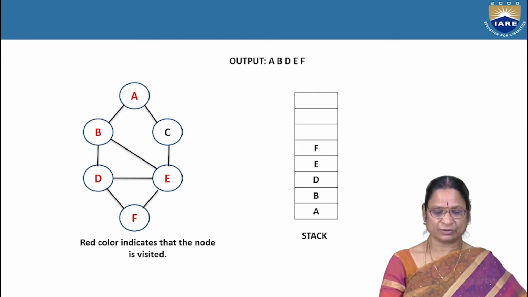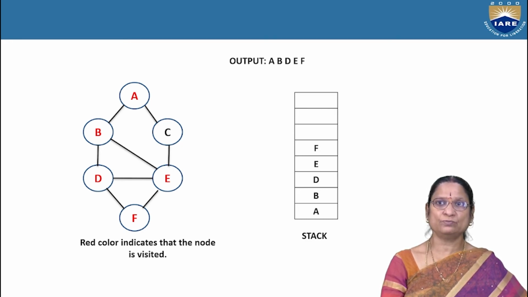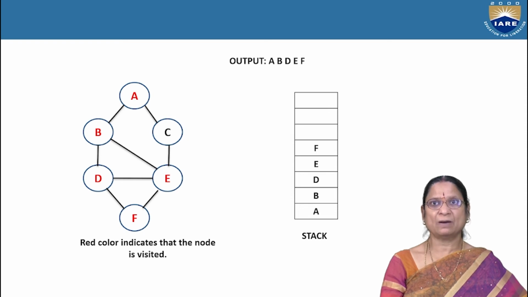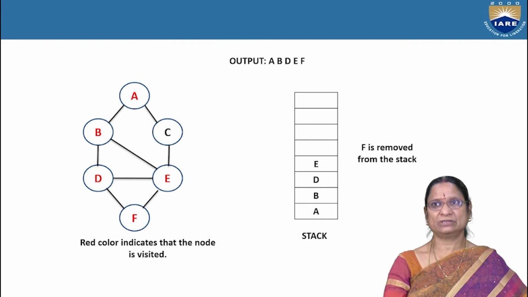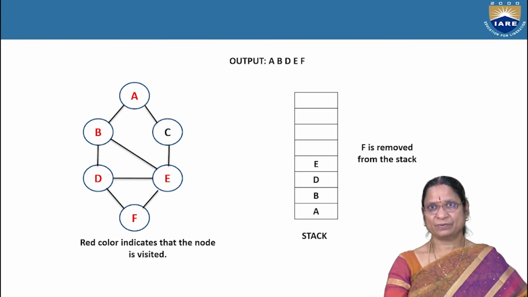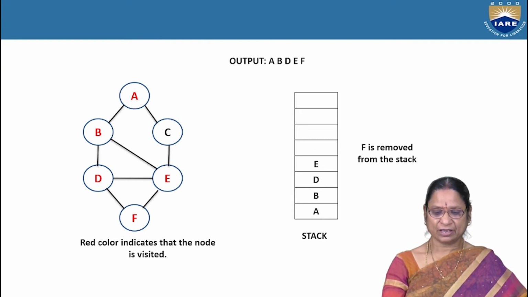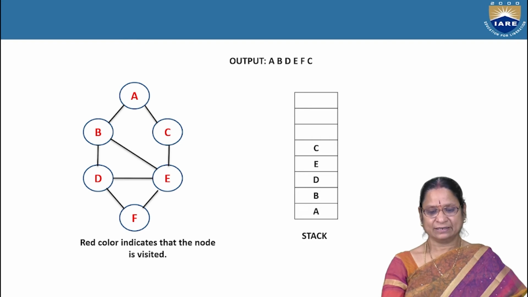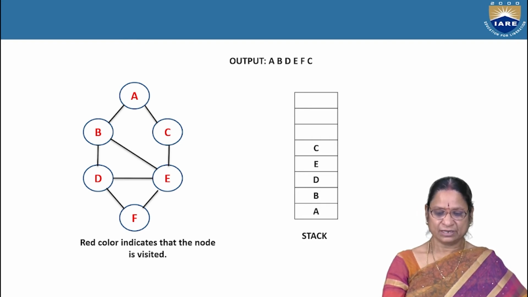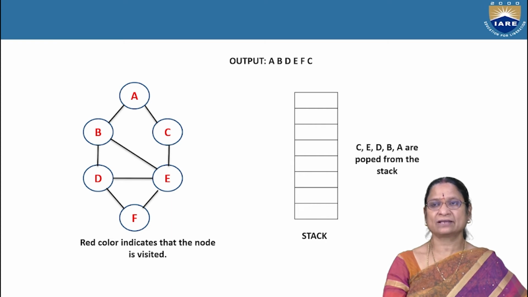Adjacent of F, we have D and E, but the status of D and E is already 2, which means they are pushed. So we will pop from that particular stack. F is removed. Pop from the stack again. Again we will consider adjacent of E. E is popped out. Adjacent of E is C. C is pushed into stack.